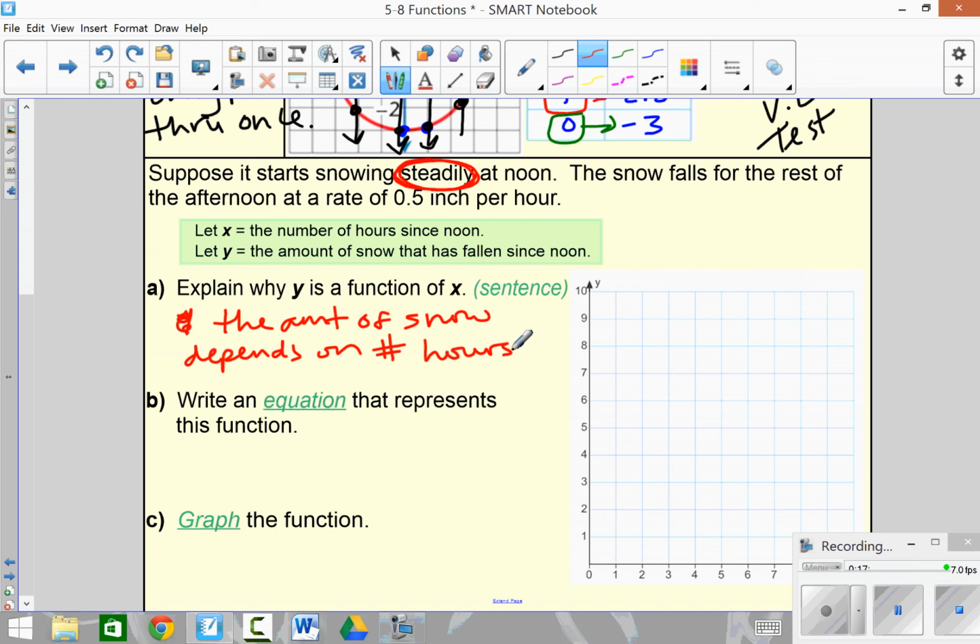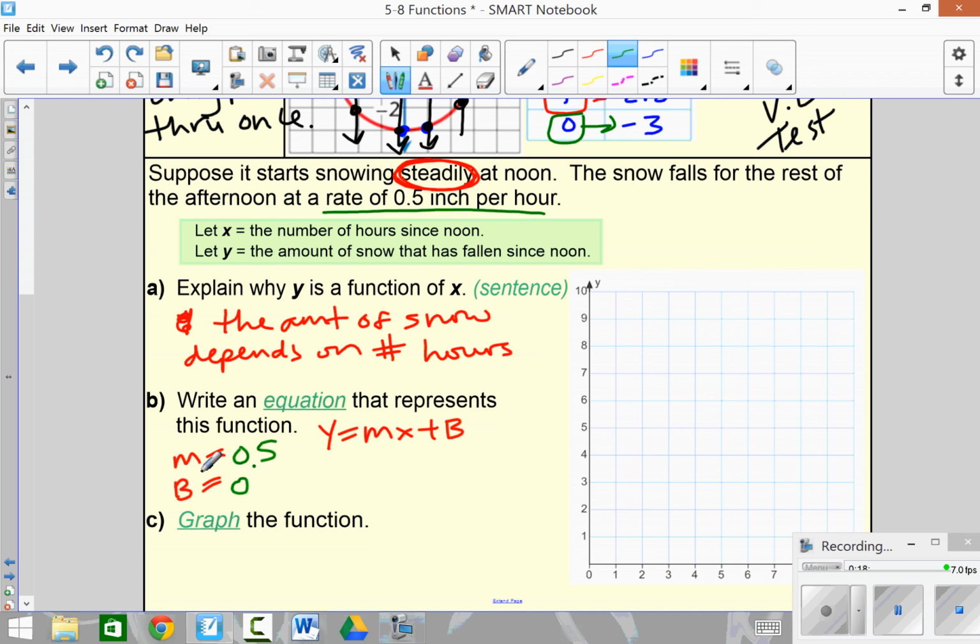Okay, B, let's write an equation that represents a function. So this one we haven't quite reviewed yet. This is coming up, but I'll help you out here. This equation is going to come in y equals mx plus b, m being the slope, which is the rate, b being the starting amount, which is the y-intercept. Okay, so we already know our rate. It's falling at a rate of 1/2 inch per hour, so this is our m, which is 1/2 inch. B, it looks like it didn't start until noon, which means that there was no snow on the ground to start with. It doesn't say that it started with 5 inches of snow. So in other words, our b is 0 because there is no starting amount.